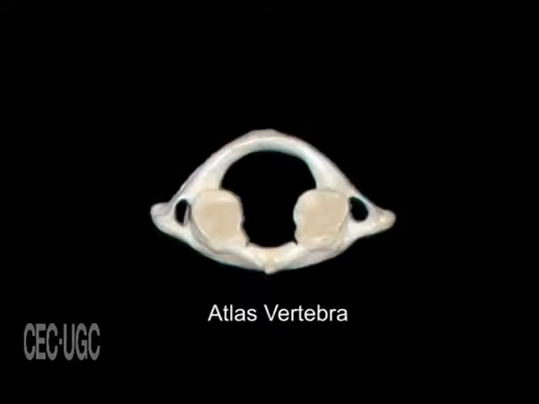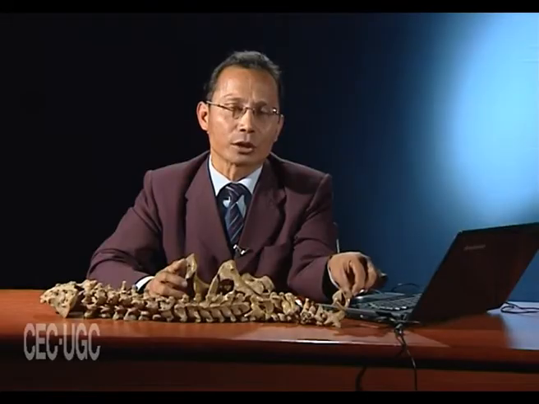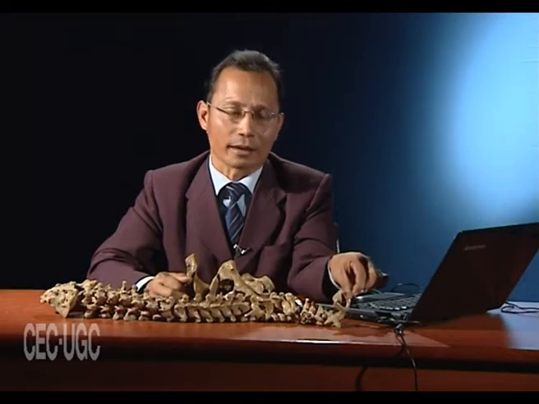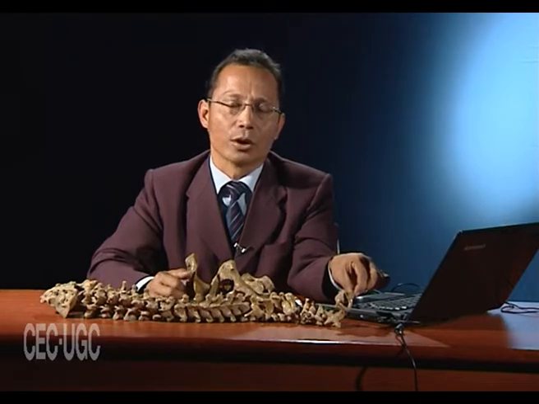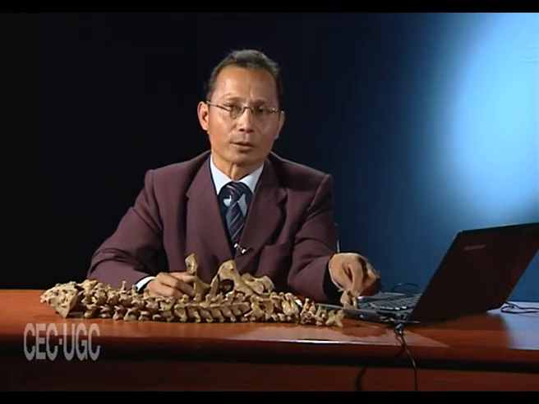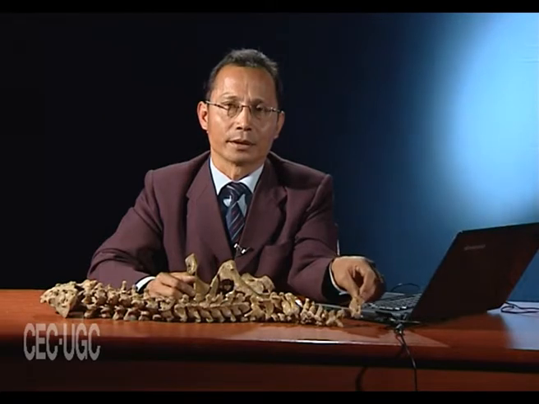This is the atlas vertebra, the first vertebra. It articulates with the occipital condyle located near the foramen magnum. So it is perfectly balanced on this, and that is why it need not droop down.